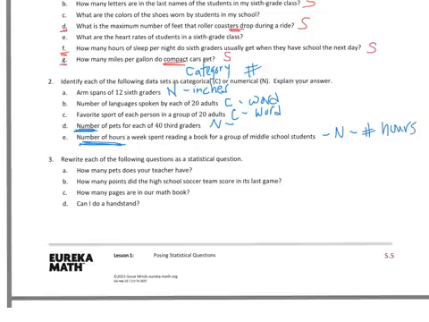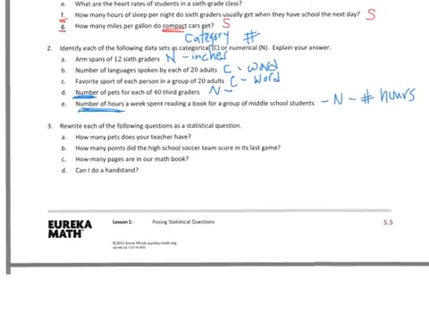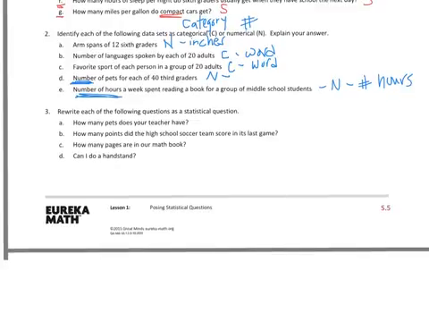Now for 3, we have to rewrite each of the following questions as a statistical question. So these aren't going to be statistical. They're going to have not varying answers, or they'll only have one answer. A says, how many pets does your teacher have? That's only one answer because it's one teacher.